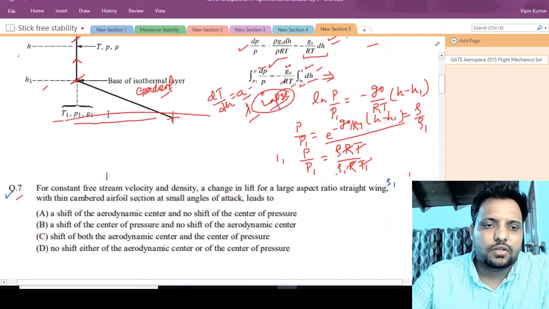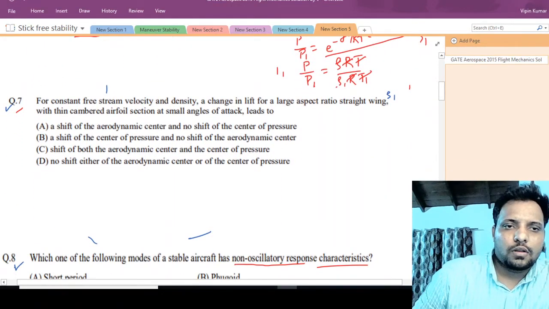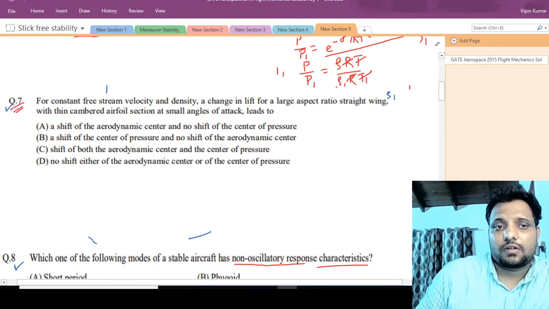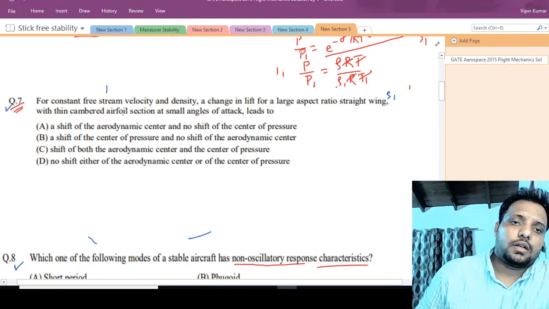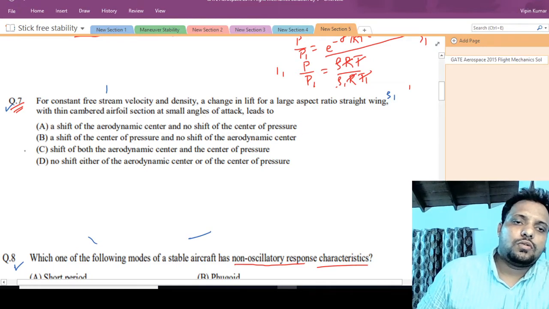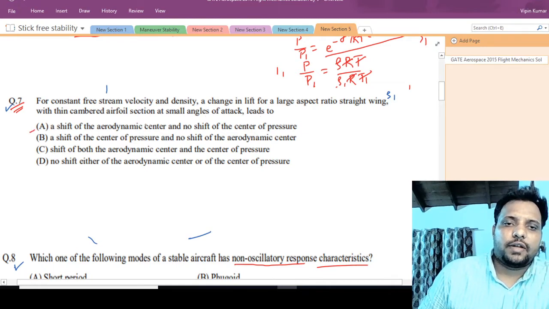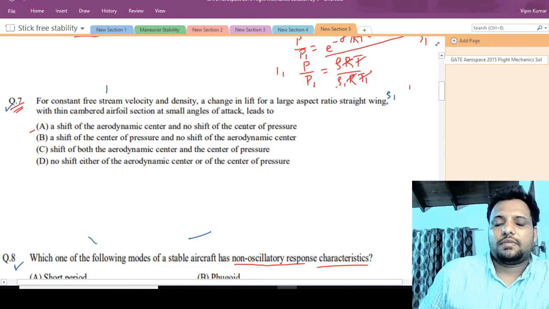Okay, now next question is question number 7. So in question number 7, if we read, for constant free stream velocity and density, a change in lift for a large aspect ratio straight wing with thin cambered airfoil section at small angles of attack leads to, option A is a shift of the aerodynamic center and no shift of the center of pressure.